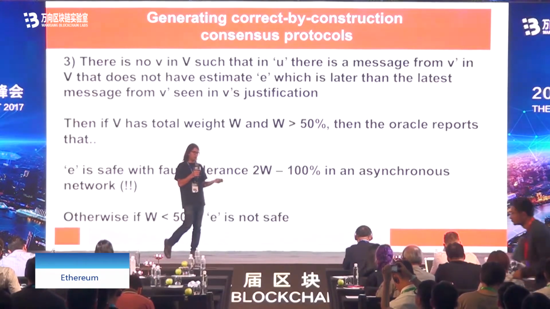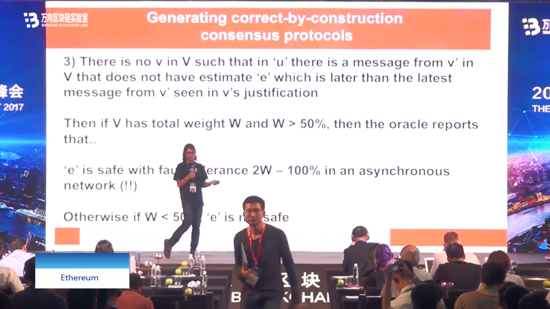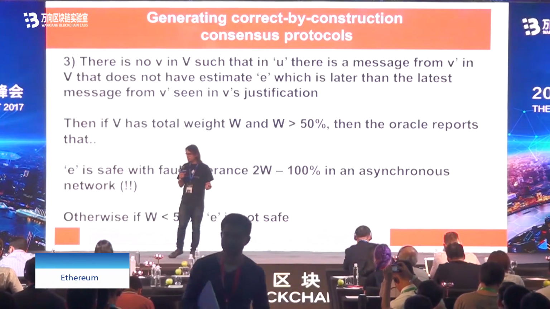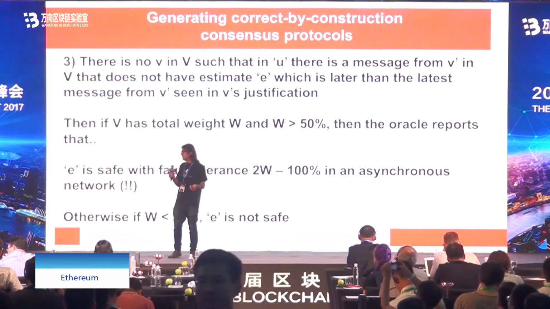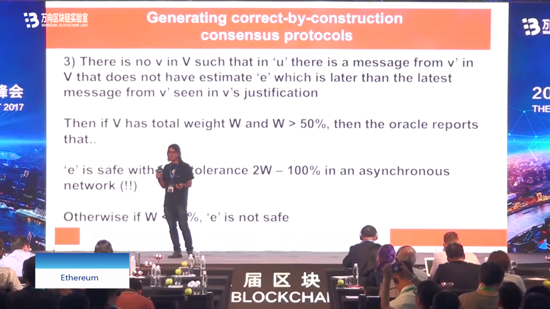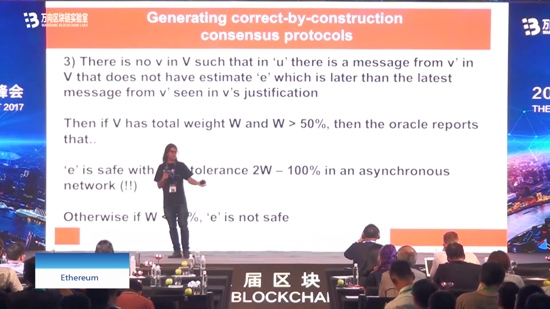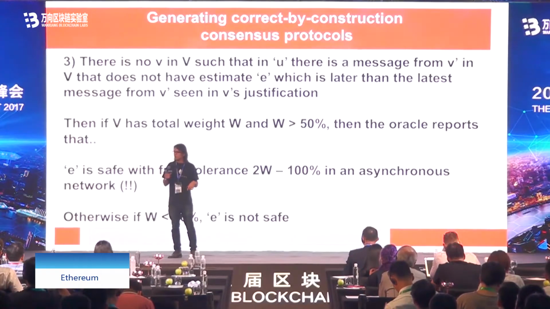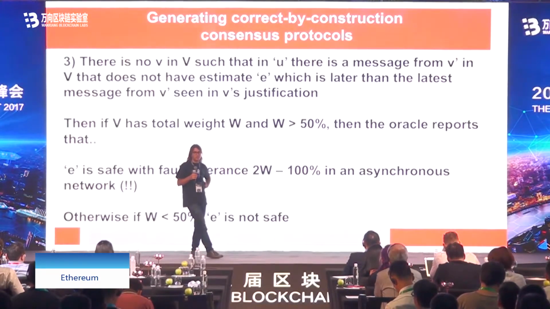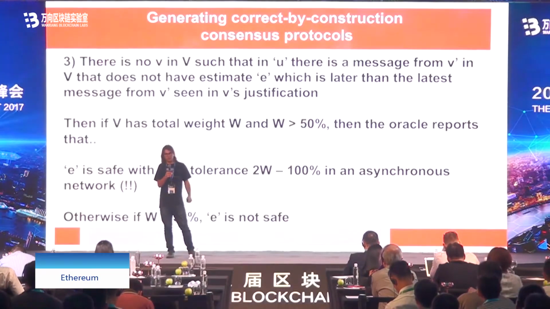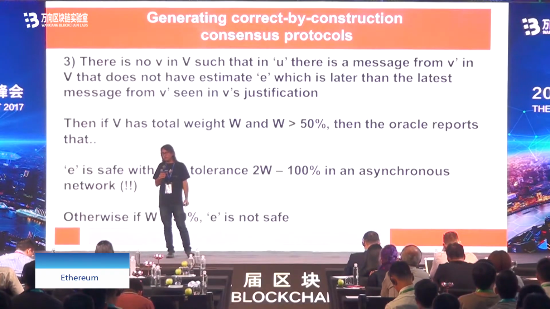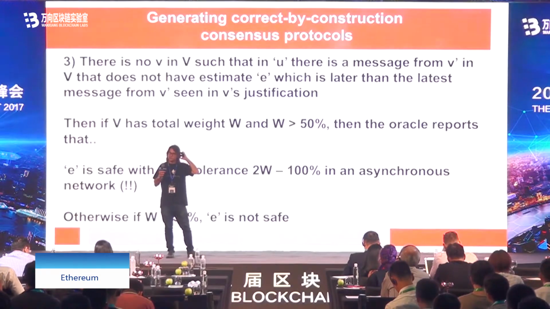So if all the validators in V agree with the estimate that we're trying to say is safe, see from each other an estimate that we're trying to say is safe, and can't see from each other a different estimate, and this represents more than half the validators, then we have consensus. And also, very interestingly, we're going to have fault tolerance. We're going to have fault tolerance of 2 times their weight minus 100%. So if you have 66%, then you're going to get this 33% fault tolerance number that we normally are used to. But if you were to have, say, 80% of the validators have this property, then we'd get a fault tolerance of 60%.